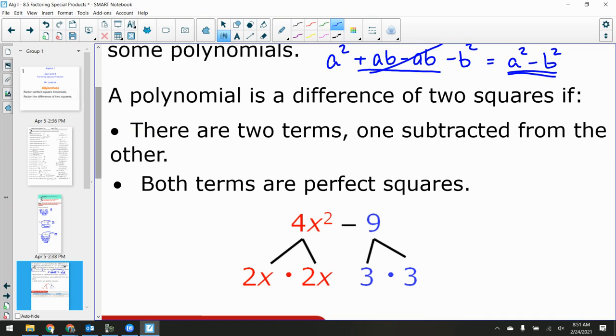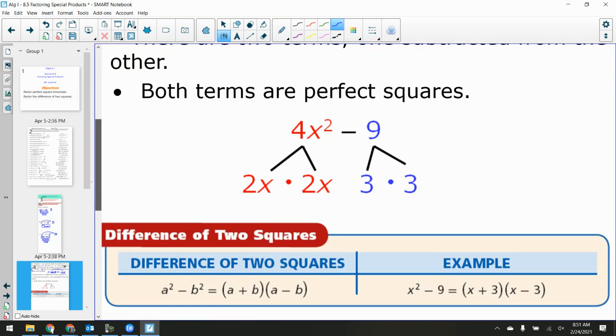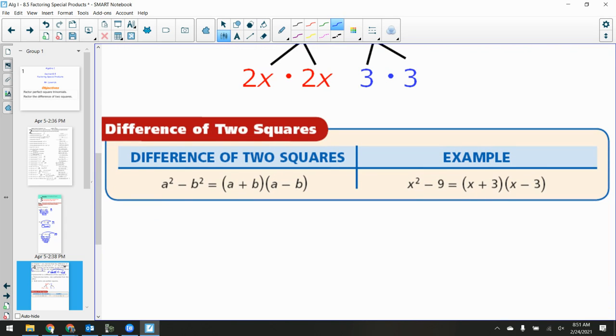So what do you do based off of that? Well, if they are both perfect squares, you can use this rule. It's going to turn into a plus b, a minus b. You square root the first, you square root the last, and you put them in your 2 parentheses, one with a plus, one with a minus. Okay? You square root the first, you square root the last, one with a plus, one with a minus.